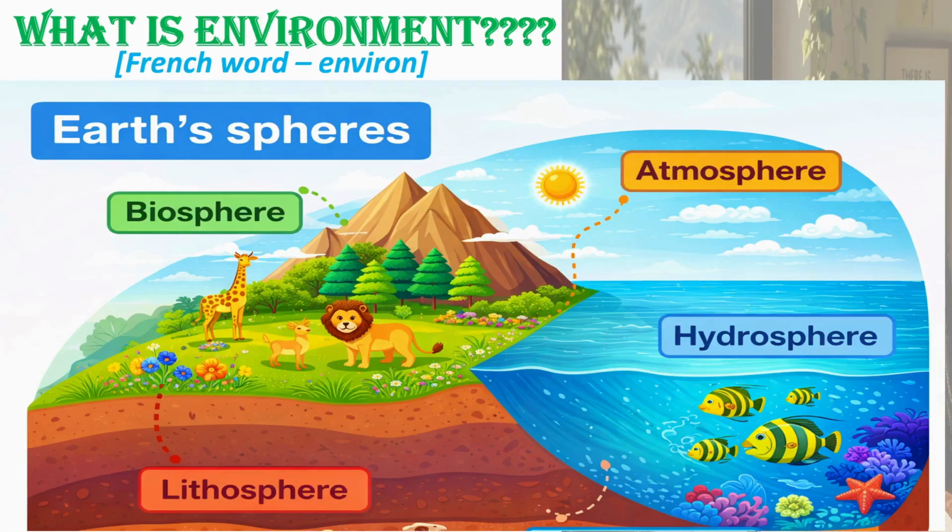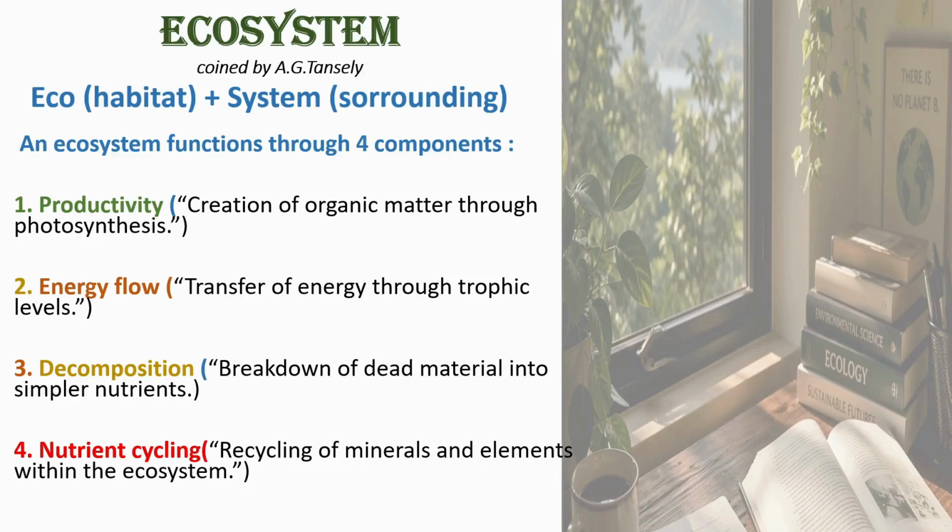So till now we have seen the interconnection or interdependency of each layer. This can be much better understood by the concept called ecosystem. The word ecosystem was coined by A.J. Tansley. It's a combination of two words, eco and system. Eco means habitat, system means surrounding. Habitat is a place or a home where living organisms are present. System means surrounding environment. So ecosystem is a study of habitat life with respect to the surrounding environment.